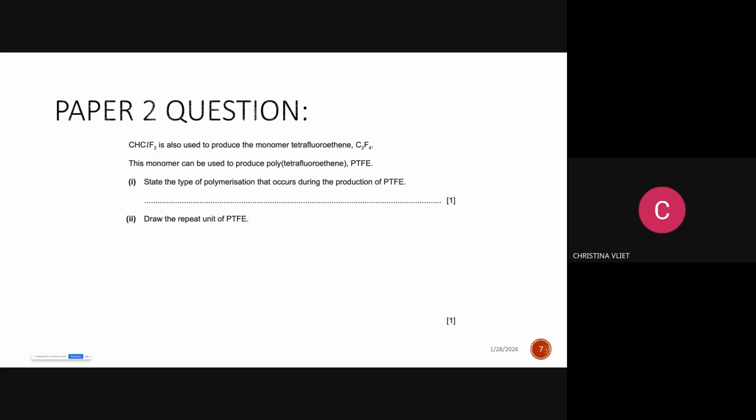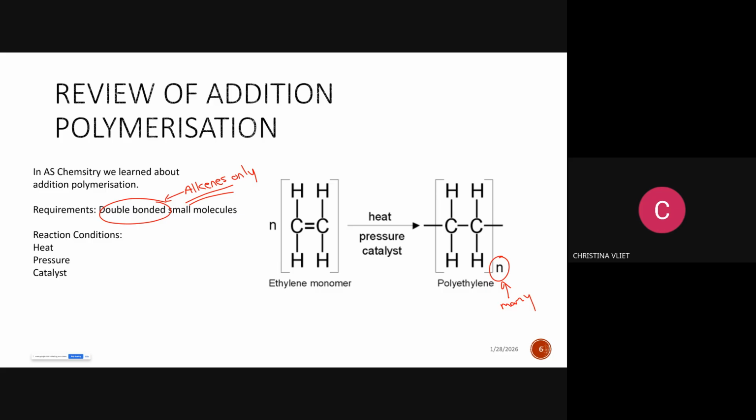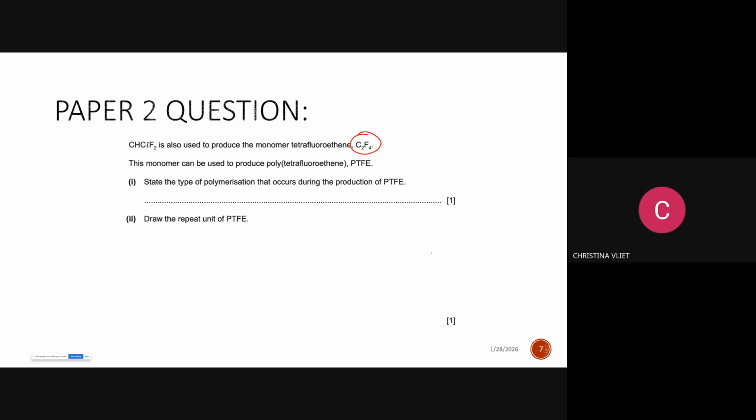We have this C2F4 monomer. It's used to make PTFE, which is the lining in pans. So those nonstick pans, the lining's made of this. And so the first thing you want to do is state the type. Well, we only learned one type in AS, so it has to be addition. They're adding to each other. And then it's draw the repeat unit. So just a reminder on how to do that.